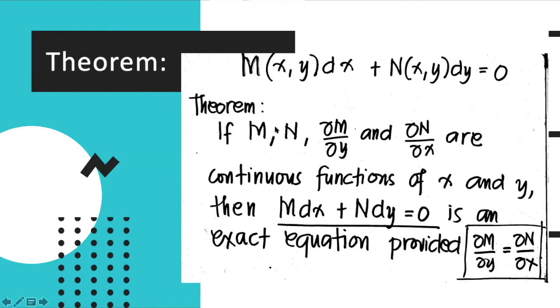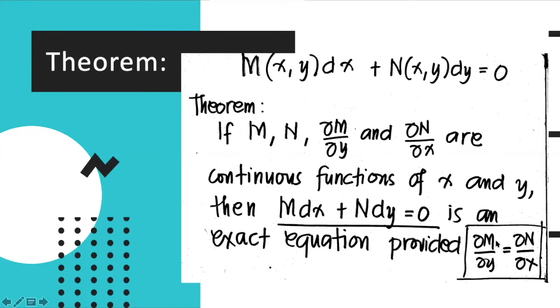If the coefficients M, N, and the partial derivative of M with respect to y, and the partial derivative of this coefficient N with respect to x are continuous functions of x and y, then the differential equation M dx plus N dy equal to 0 is an exact equation, provided that this is satisfied.